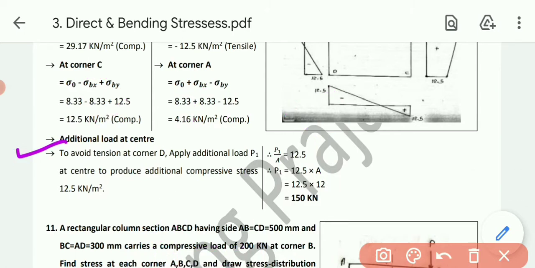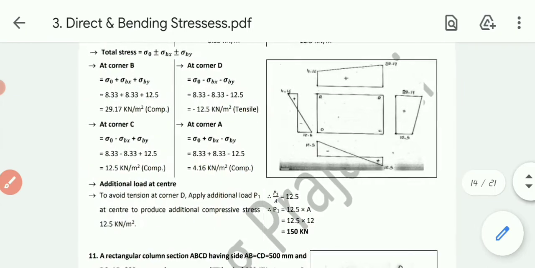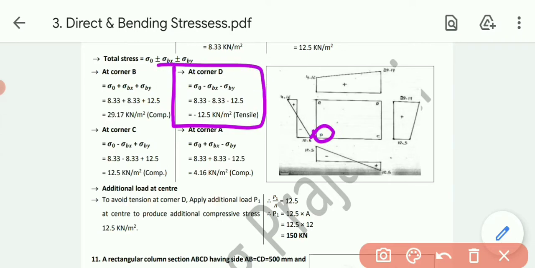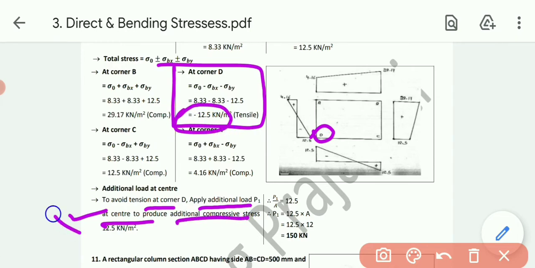To calculate the additional load, first of all we need to see where tensile stresses are produced. Tensile stresses will be produced only at D, the third quadrant. So to avoid the tension at corner D, apply the additional load P1 at the center to produce the additional compressive stress. How much? At D, that is 12.5 kilonewton per meter square.